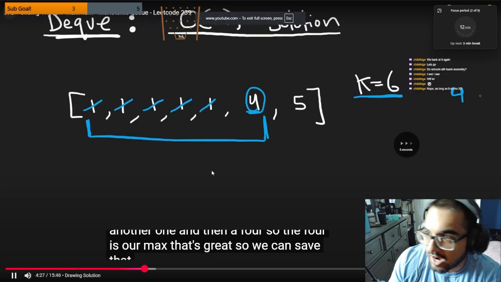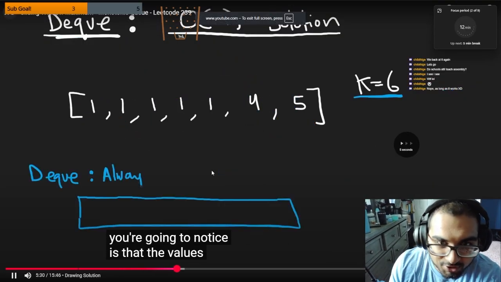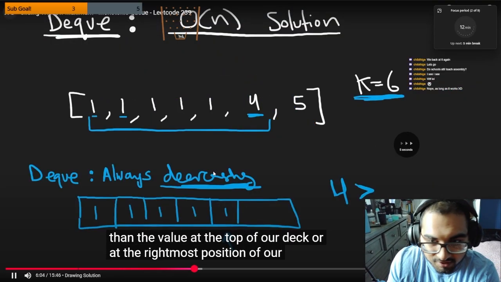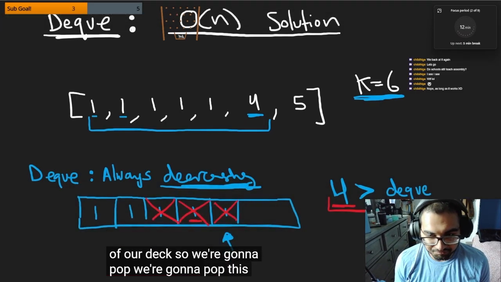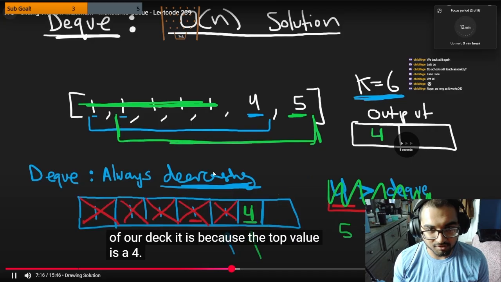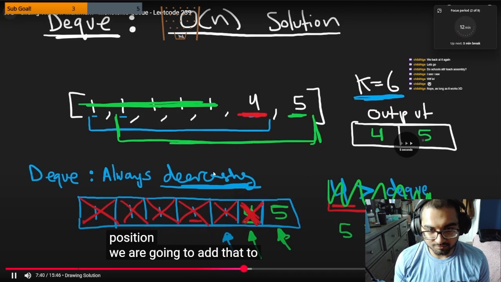Basically, at a high level, if you ever want to save more space, just cache the previous ones. Position of our comparison, we see there's still a 1, so 4 is still greater than the top of our deque. So we're going to pop this, pop that, add that to our output, and now we're done.